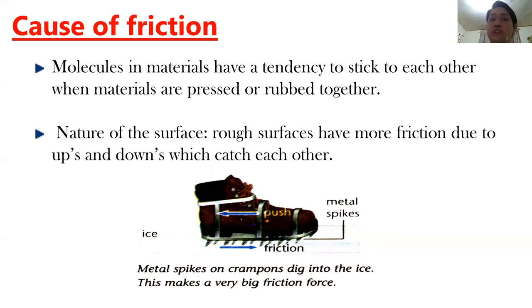Again, molecules in materials have a tendency to stick to each other when materials are pressed or rubbed together. And the nature of the surface: rough surfaces have more friction due to ups and downs which catch each other. So these are the causes of friction.